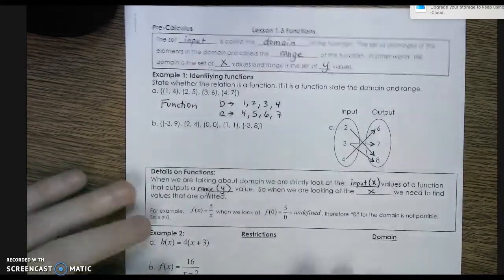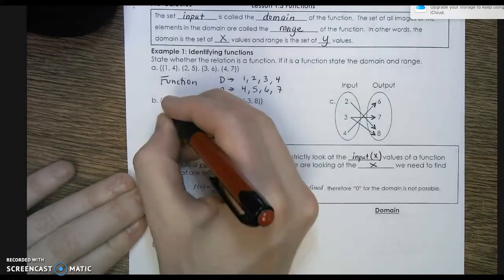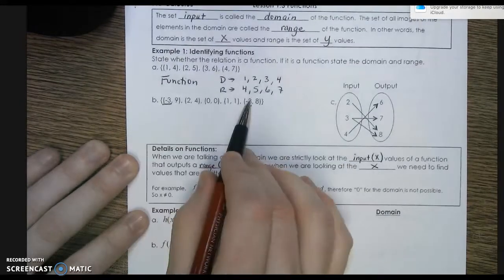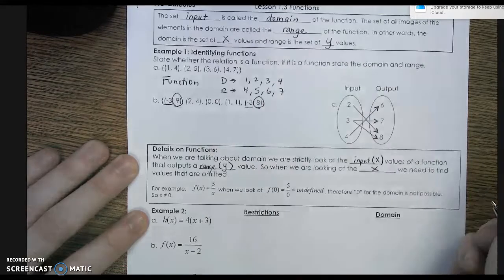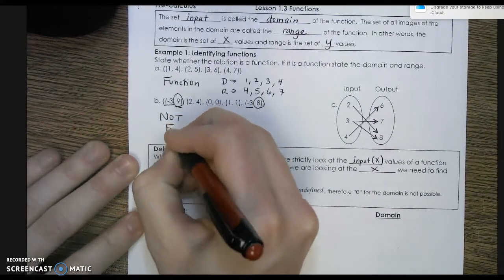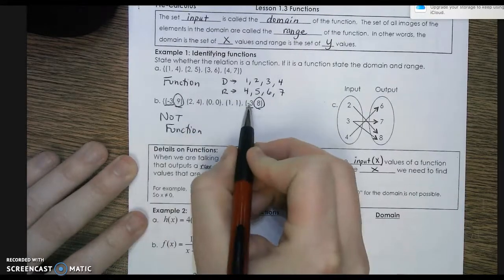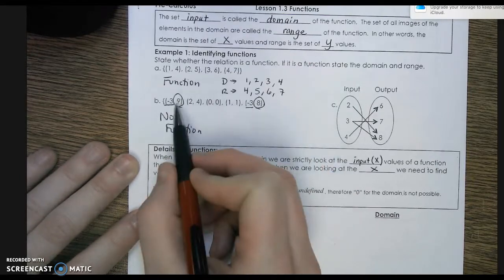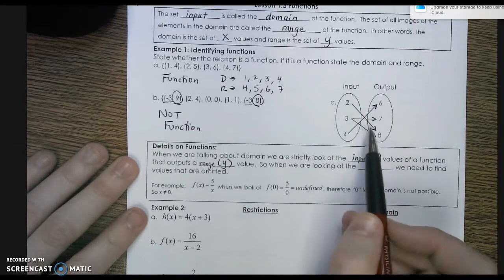Looking at B, we have a relation, and I notice that -3 appears twice. So this input of -3 has different outputs, which means this is not a function. In order to be a function, each input has to have exactly one output, and this input of -3 has 2 outputs.